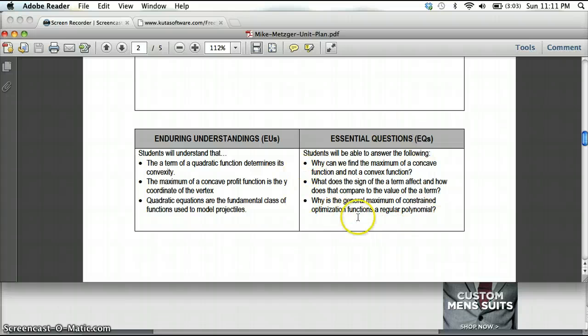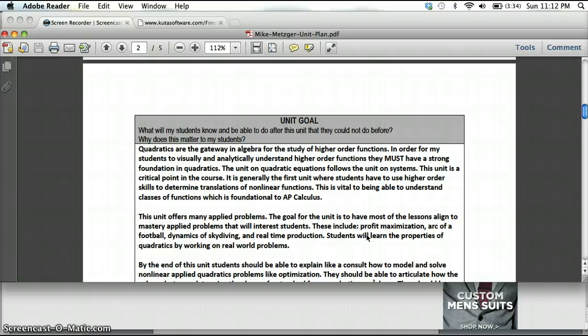And the essential questions that students have to answer as they leave the unit are: why can we find the maximum of a concave function and not a convex function? What is the sign of the A term's effect, and how does that compare to the value of the A term? And why is the general maximum of constrained optimization functions of a regular polynomial? Those are the 3 essential questions that students absolutely have to leave his unit understanding. That's the first step. Then he goes ahead and writes his unit goal.